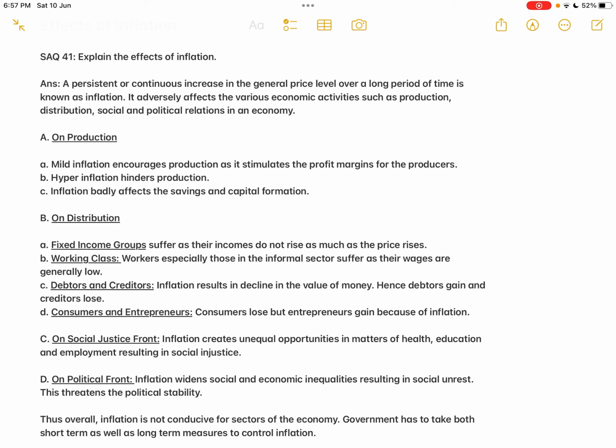Then the next one, on distribution. So under that, first one, fixed income groups suffer as their incomes do not rise as much as the prices rise. The nature itself is a fixed income group. Their income is fixed, okay, but the prices are not fixed. Their income is fixed, but their income is not rising according to the rise in the prices.